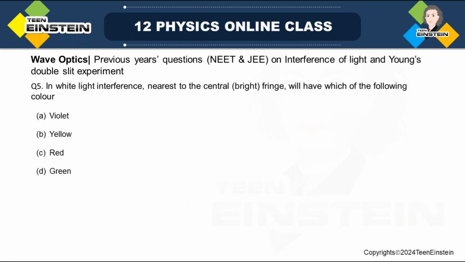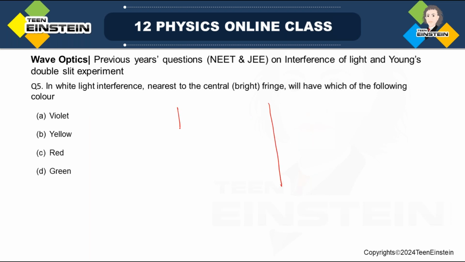Now, see, in white light interference, nearest to the central bright fringe will have which of the following colors? So this is very interesting. Let me just tell you one thing here.